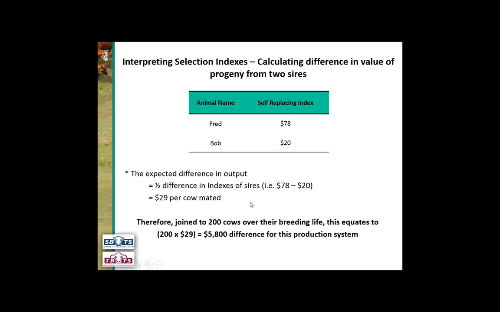Now, if a bull was to join 200 cows over his breeding life, that equates to quite a lot of money. 200 calves worth $29 more each is about $5,800. Not about, it is exactly $5,800 between the value of the progeny of 200 cows mated between Fred and Bob. Now, normally you won't see that bigger range in indexes, but there is that bigger range available, and it can be worth a lot of money.